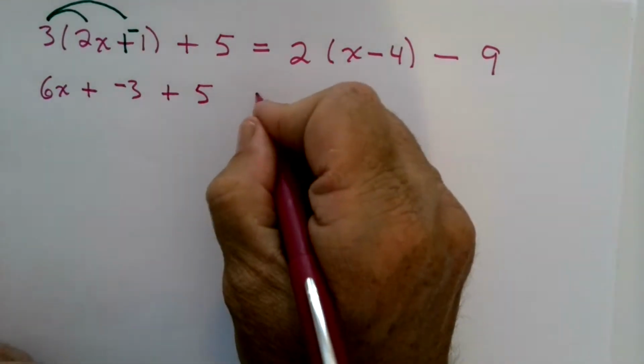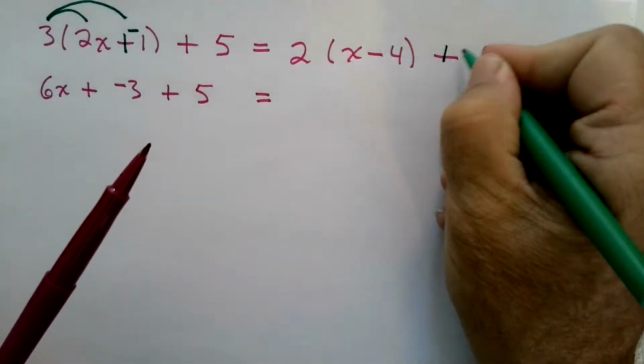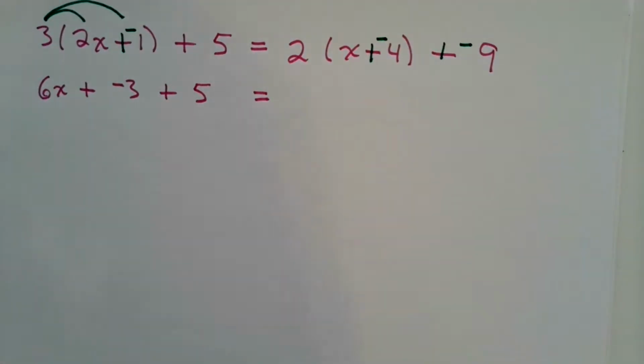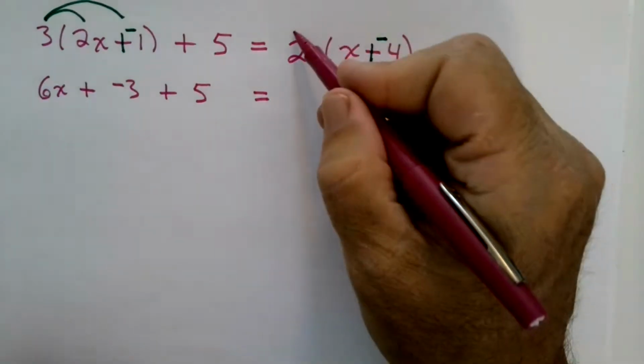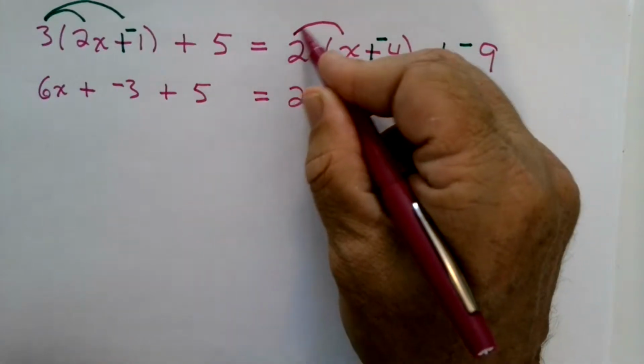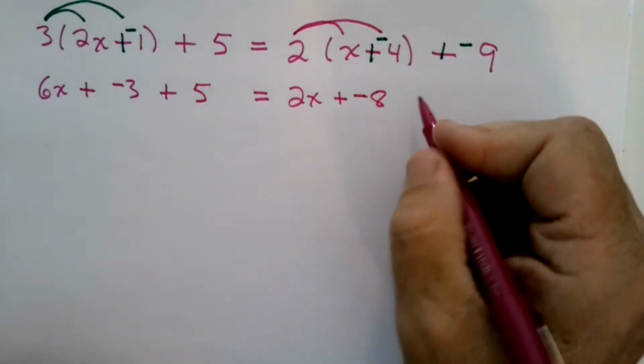Now I'm going to look at the right side of the equation. Again, make the minus signs plus negative. Plus negative here, plus negative here. We're going to distribute again. 2 times x is 2x, plus 2 times negative 4 is negative 8, plus negative 9.